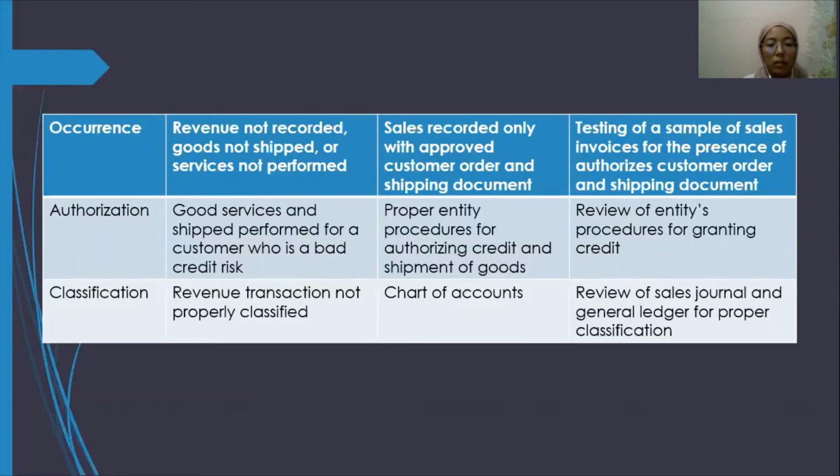Next is classification. Classification is to ensure that revenue has been recorded in a proper account. A possible misstatement that might occur is a revenue transaction not properly classified. An example of the control activity that can be done is a chart of accounts, and the relevant audit procedure that can be implemented is a review of the sales journal and general ledger for proper classification.